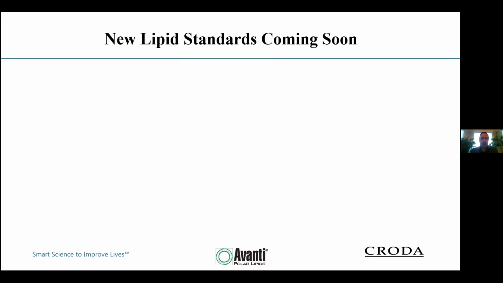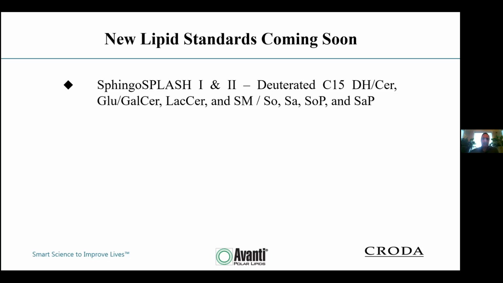Now I'm going to tease a little bit. And again, Gerhard, thank you. What's coming out soon? I saw Al's on the line as well. We have a SPLASH 1 and a SPLASH 2. These are deuterated, odd chain dihydroceramides and ceramides, the glucosyl ceramides, the galactosyl ceramides, lactosyl ceramides, as well as sphingomyelin. And the SPLASH 2 contains deuterated forms of sphingosine, sphinganine, and their associated phosphates.